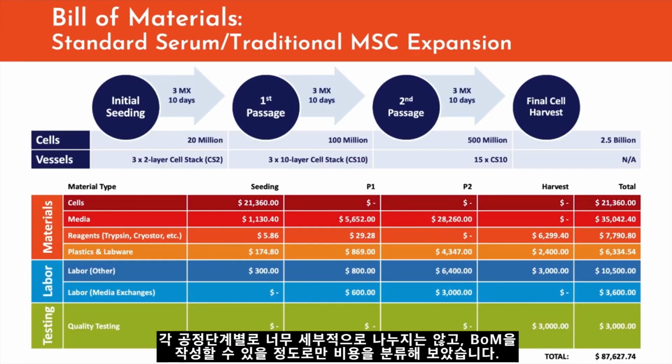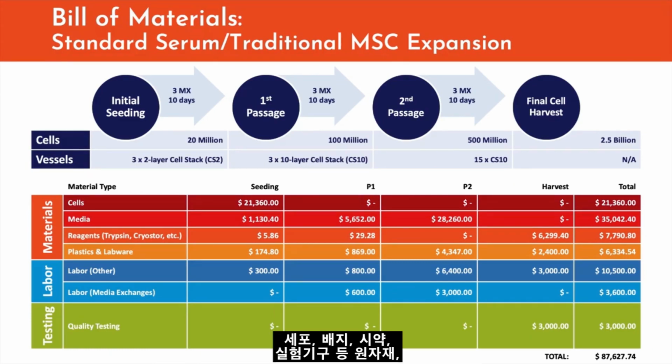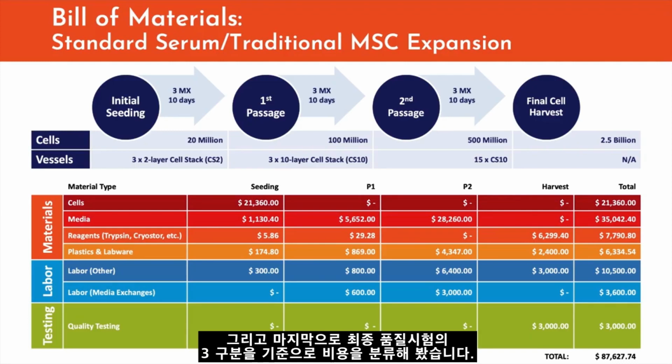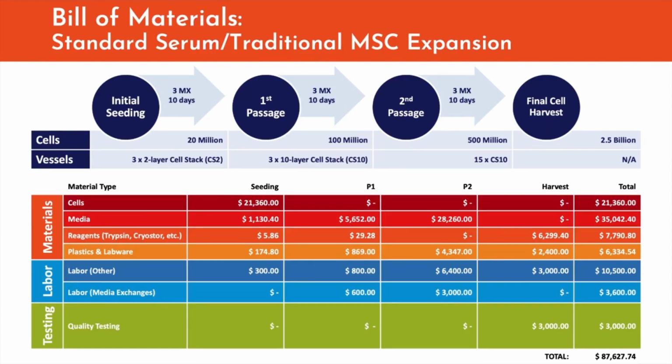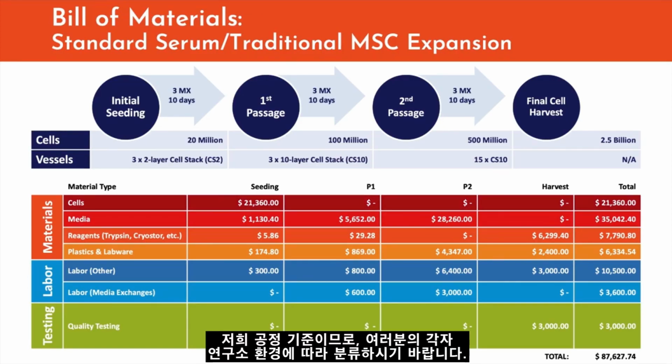While we will not go into every detail, we have broken down our cost of goods to build our bill of materials for each step of our process. We divided these into 3 major subcategories: materials, consisting of our cells, media consumption, reagents, plastics and labware; labor, which we have divided between general labor and media associated labor; and finally, end stage quality testing. Again, these are from our working knowledge and insights, but it is important for you to do the same for yourself.